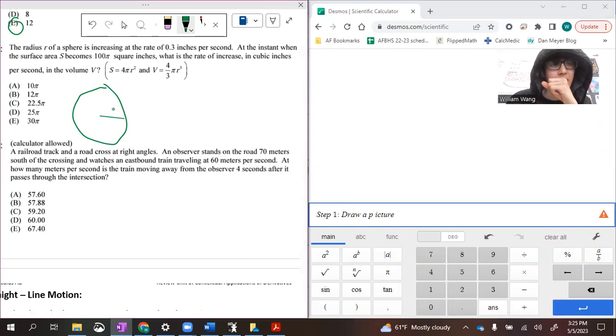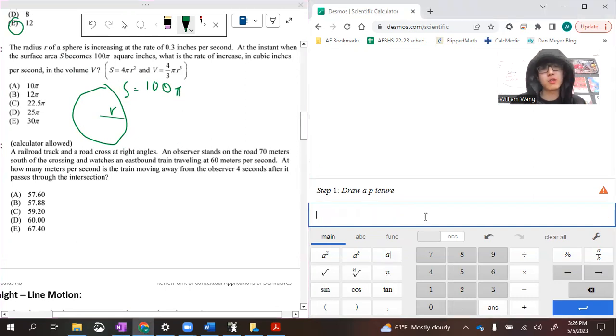The radius of the sphere is increasing at a rate of 0.3 inches per second. So my radius is right here, and my radius is getting bigger. I'm not going to label my radius as 0.3 because it's not 0.3. At the instant when the surface area becomes 100 pi square inches, if I were to write it, my surface area is 100 pi. What is the rate of increase in cubic inches per second in the volume V? All right, I drew a picture. Step 2, I drew everything that I sort of can. Let's draw my know and don't know chart.